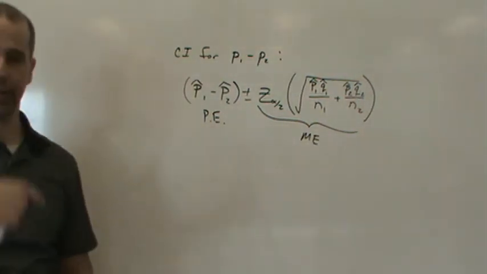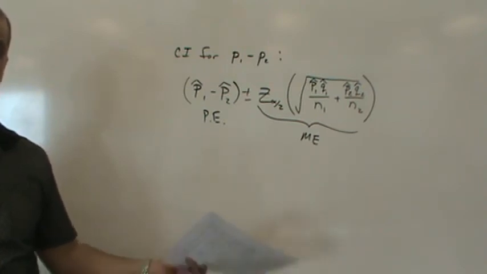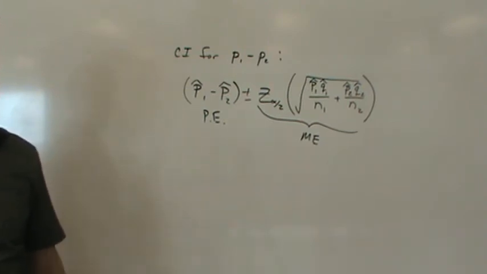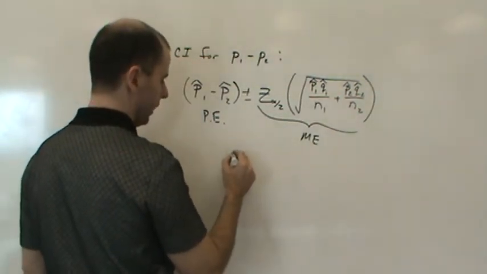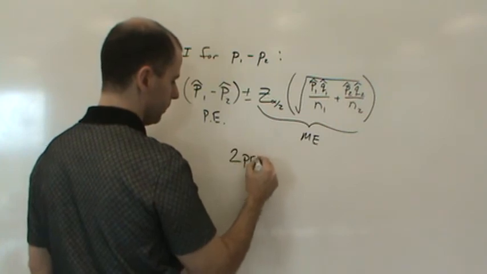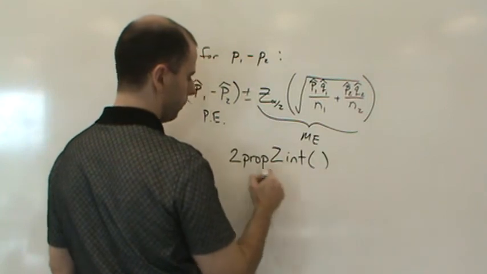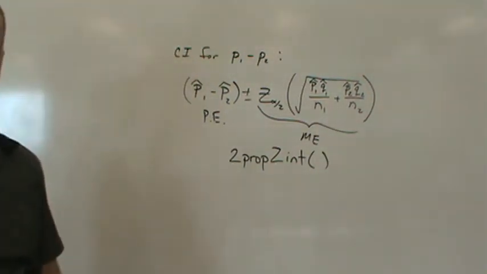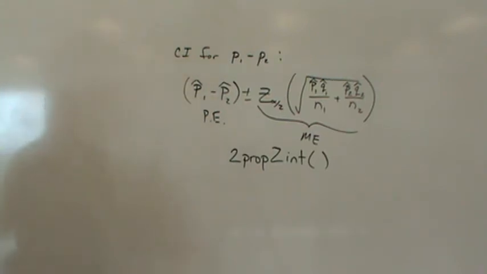So that's going to be the calculation we do for calculating the confidence interval for the true difference between population proportions. And now the function on your calculator that will also give this to you is 2-PropZInt. 2 proportion Z interval. Okay? And so that's what we're going to use. So now, let's do an example.